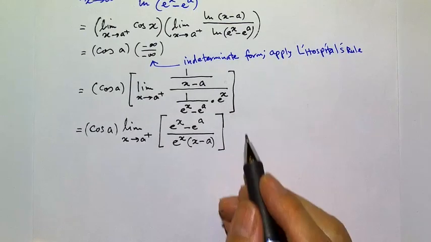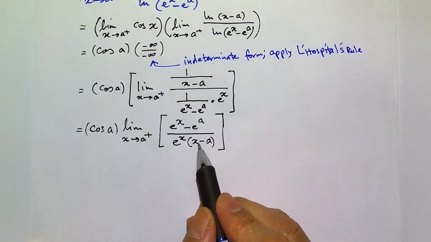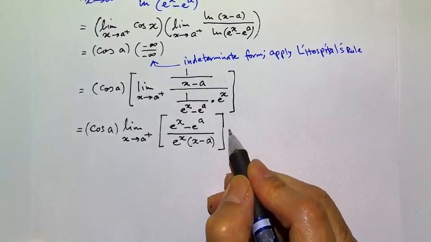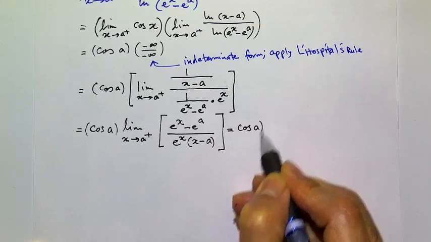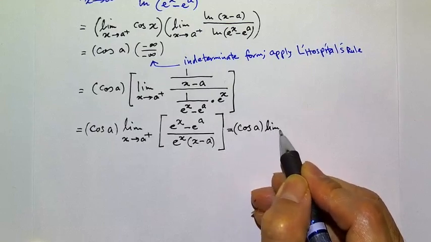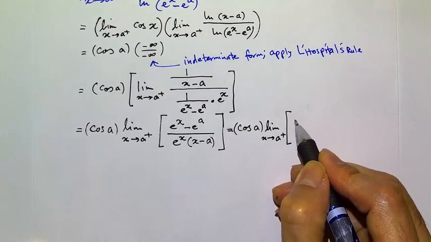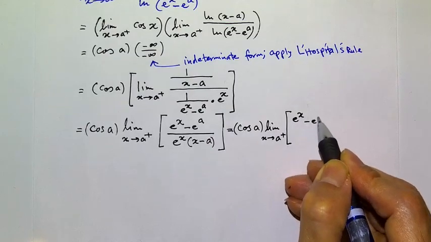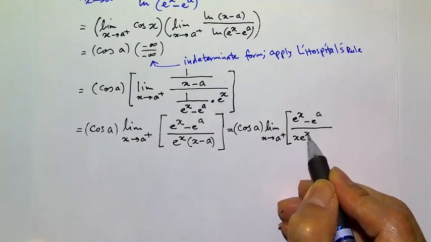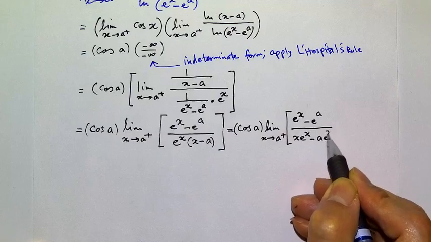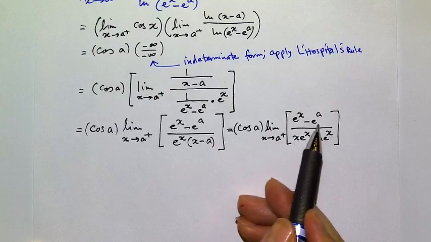Okay, and then we have e to the x times x minus a. All right, and then we can distribute this e to the x again. So we have cosine of a times the limit as x goes to a from the right-hand side, and e to the x minus e to the a. I'm just going to distribute this x times e to the x minus a times e to the x.